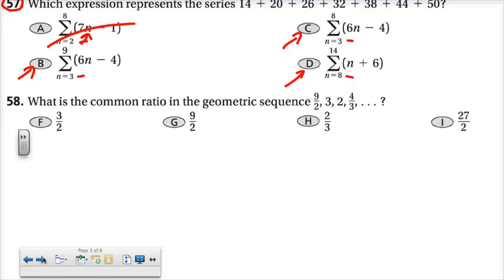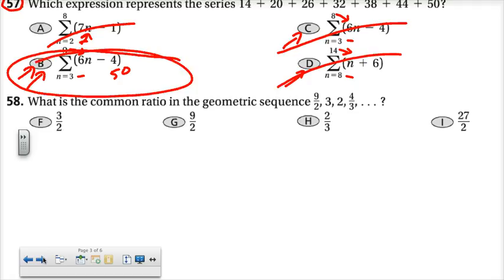So I'm going to check and see, do any of these give me that 50 at the end? Well, 9 times 6 is 54, and 54 minus 4 is 50. So this is still in the running. We go to C. 8 times 6 is 48. 48 minus 4, nope, that's 44. That's not 50. That's not going to give us the right number. And D, if we put that 14 in there, 14 plus 6 is 20, not 50. So that's out.